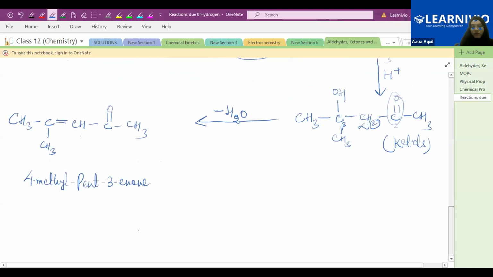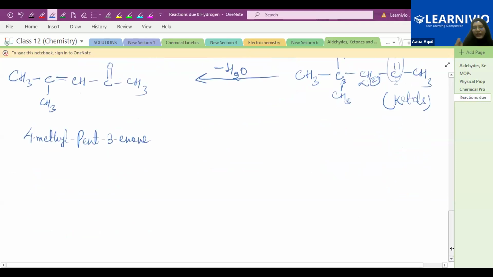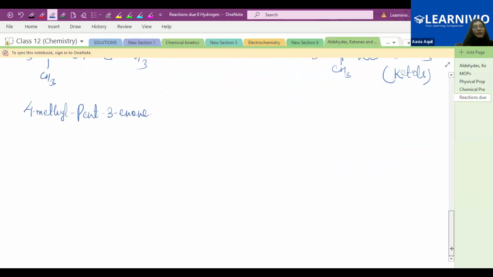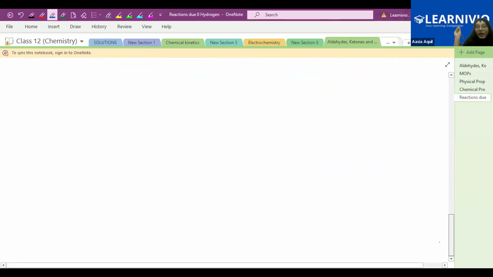Okay, let me discuss some more examples. Now, in your exam, if they don't ask you the whole mechanism, then no need to waste your time writing down the proper mechanism. Now I will give you some trick so you can only write down the product in that case.